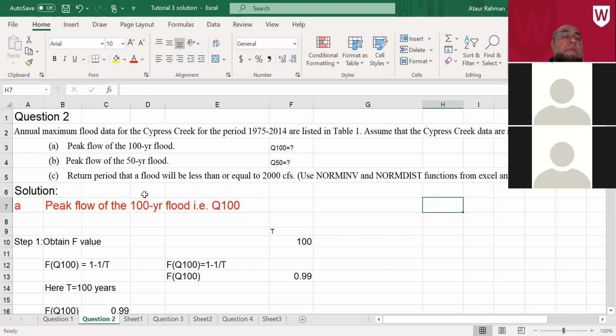And the second one is the return period that a flood will be less than or equal to 2000 CFS, cubic feet per second, like that's the American unit, it doesn't matter. So basically when you want to find out this kind of problem with the normal distribution or any kind of distribution, we generally deal with the CDF, cumulative distribution function. So CDF is written by F.